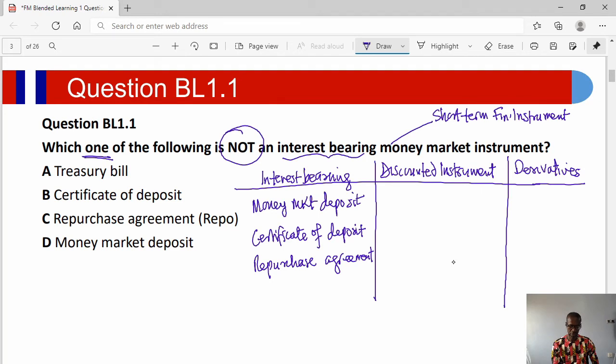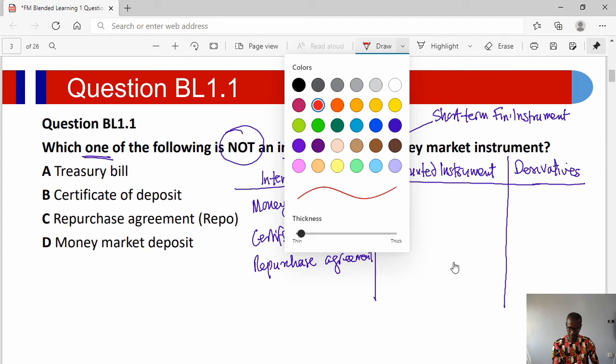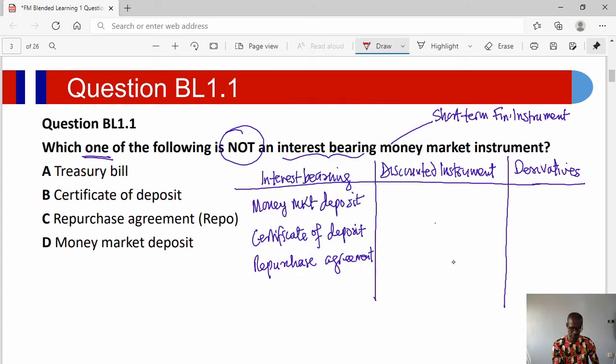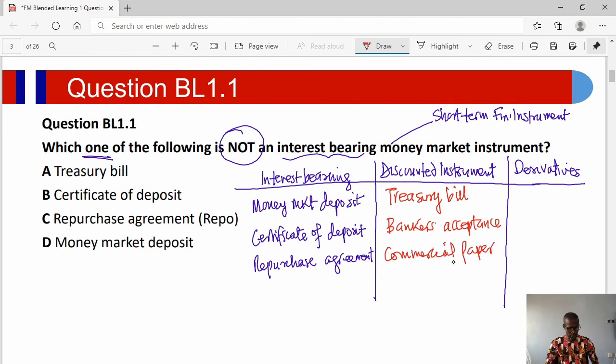Now, examples of discounted instruments. We have treasury bills. Very, very popular when we come to discounted instrument, treasury bills. Then we have bankers' acceptance. And then we have commercial paper. So know some of these ones.